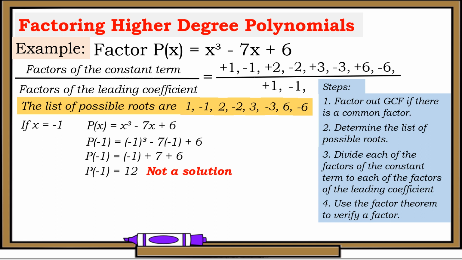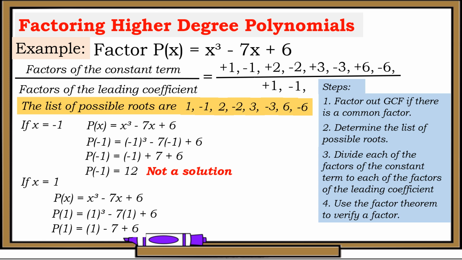Let us try another from the list of possible roots. Tingnan natin ang 1. If x is equals to 1, so ang ating polynomial ay P of x is equals to x cubed minus 7x plus 6. Substitute the value of x by 1. So, 1 cubed is 1 minus 7 times 1, 7 plus 6. So, 1 minus 7 plus 6 is equals to 0. Yan. So, pag ang result ay 0, this is a solution. Ibig sabihin, x equals 1 is a solution.